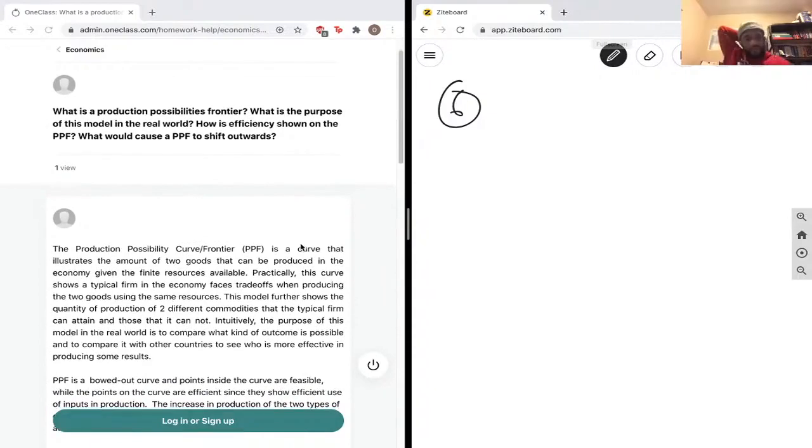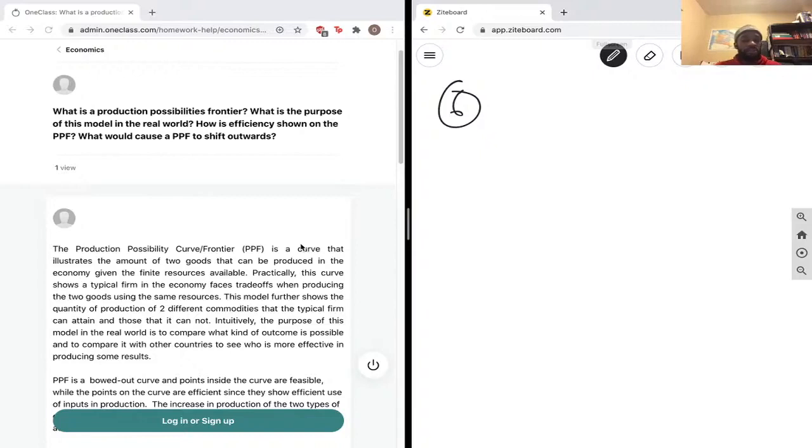So the PPF is a curve that illustrates the amount of two goods that can be produced in an economy given the finite resources available. Practically, this curve shows a typical firm in the economy faces trade-offs when producing two goods using the same resources. The model further shows the quantity of production of two different commodities that a typical firm can attain and those it cannot.